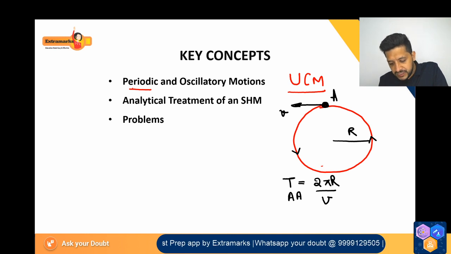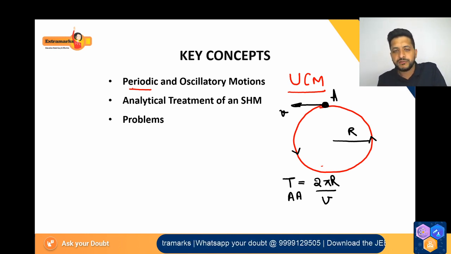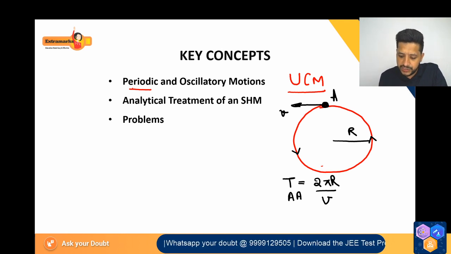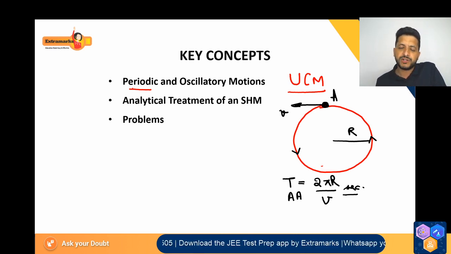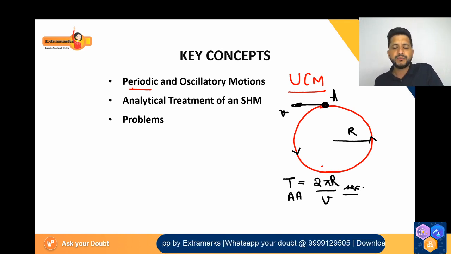Whether it is its first circle to go back to A, whether it is its second circle, third revolution, fourth revolution, nth revolution, any revolution is going to take these many seconds to complete. So that means this particle comes back to point A after a fixed interval of time. This is called periodicity, and such kind of motion is called a periodic motion, where the particle comes back to a particular position after a fixed interval of time.